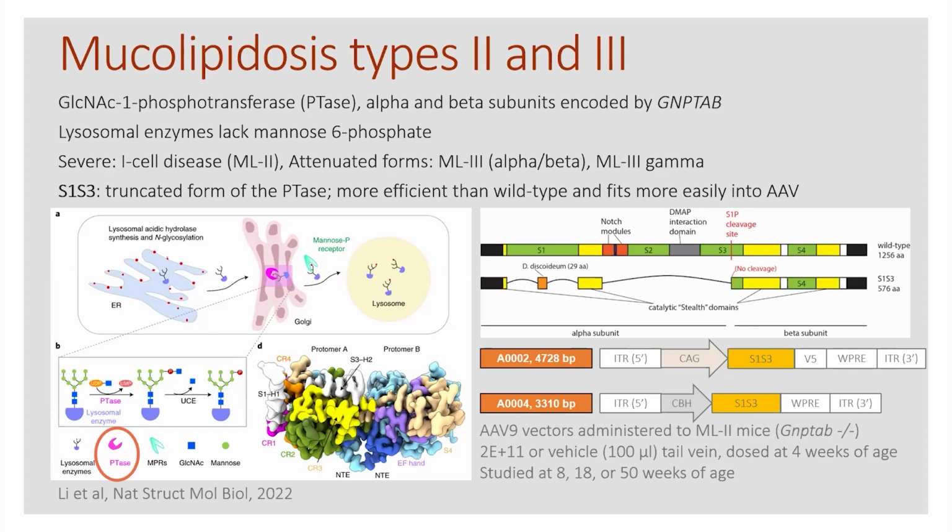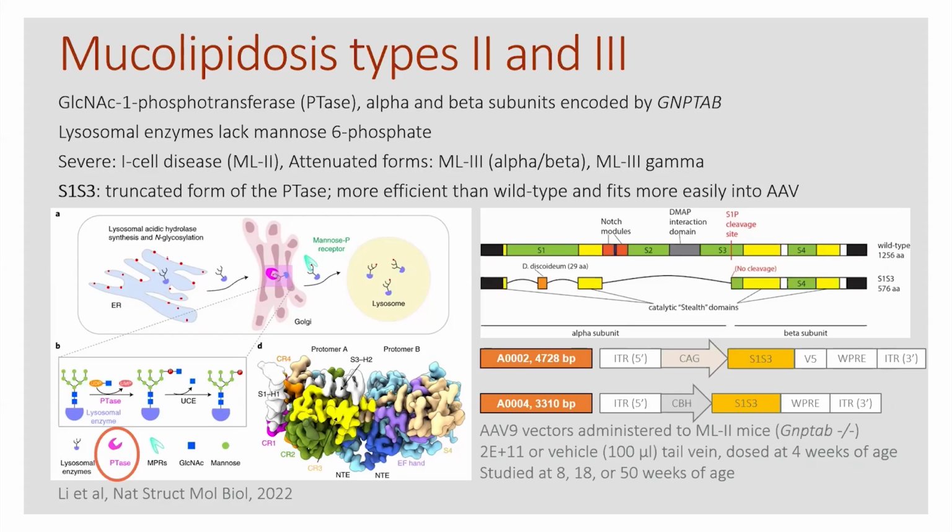This is not a lysosomal enzyme, right? So you can't just replace it with enzyme replacement therapy. It lives in the Golgi apparatus and is essentially responsible for mannose-6 phosphorylation of your lysosomal enzymes. And we talked about how there's a severe or I-cell or ML2 form and attenuated forms, ML3 alpha beta, and then ML3 gamma, which is encoded by a different gene, GNPTG.